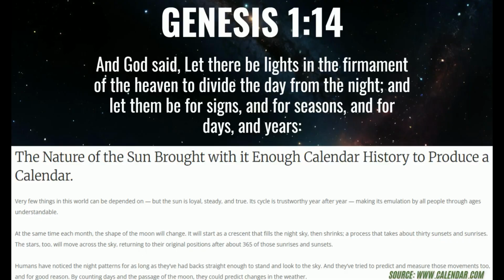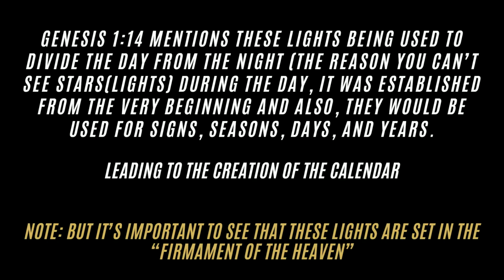Genesis 1:14. And God said, "Let there be lights in the firmament of the heaven to divide the day from the night, and let them be for signs, and for seasons, and for days and years." Genesis 1:14 mentions these lights being used to divide the day from the night. The reason you can't see stars, lights, during the day was established from the very beginning, and also, they would be used for signs, seasons, days, and years, leading to the creation of the calendar. Note, but it's important to see that these lights are set in the firmament of the heaven.